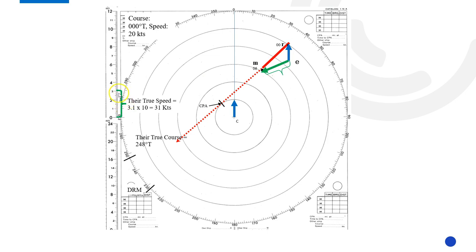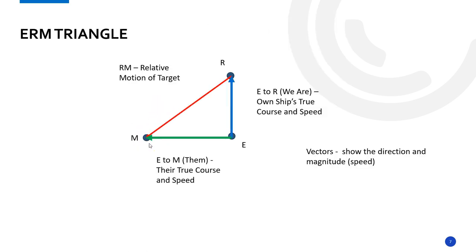I come over here and measure it, and it looks like that is 3.1 miles in 6 minutes. So I multiply that by 10, and that tells me they're making about 31 knots. Their true course is 248 according to my plot, and their true speed is 31 knots according to my plot. In actuality, due to some errors in my plotting, their course might be a little more or a little less, and their speed might be a little more or a little less. But this is the general idea.